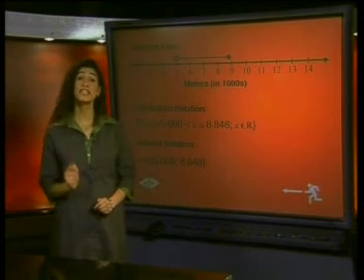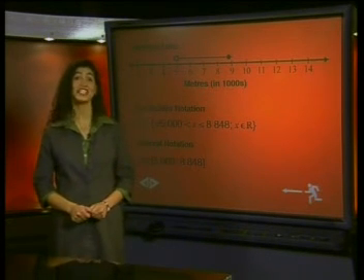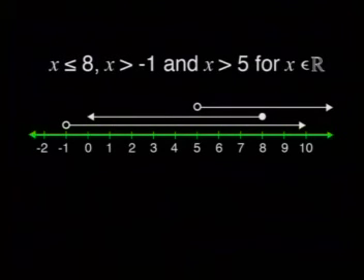Can we show different linear inequalities on the same number line? Yes, we can. And here's how you do it. If you are given x is smaller than or equal to 8, x is greater than -1, and x is greater than 5 for x an element of real numbers, and you are asked to find the set of possible answers to this, you should show this on a number line like this.